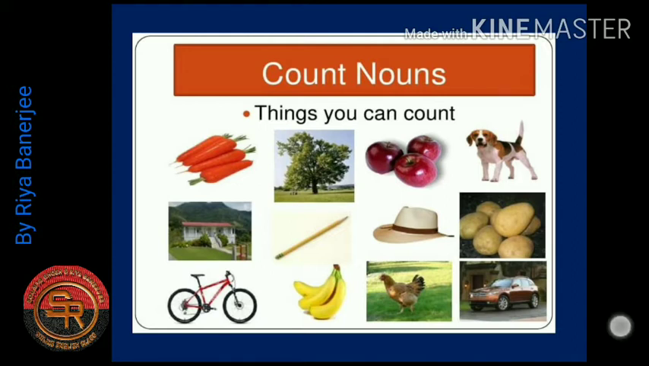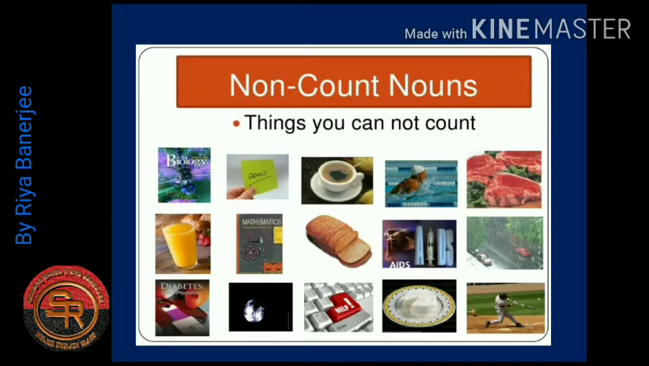Now let's see what an uncountable noun or non-countable noun is. An uncountable noun refers to nouns which cannot be counted and cannot be expressed in a plural form. For example, advice, help, tea, equipment, meat, juice, subject, hair, gas, rainwater, information, and so many things. Cake, cheese, all of these. These words cannot be expressed in a plural noun form.